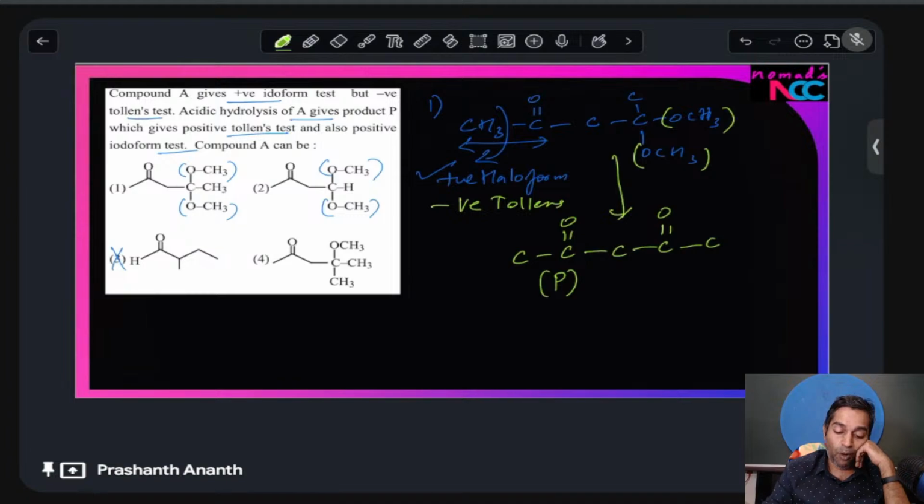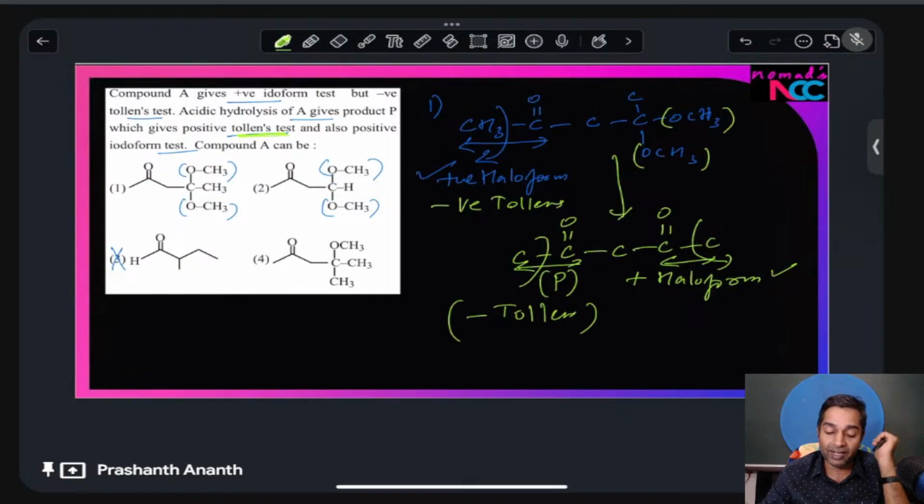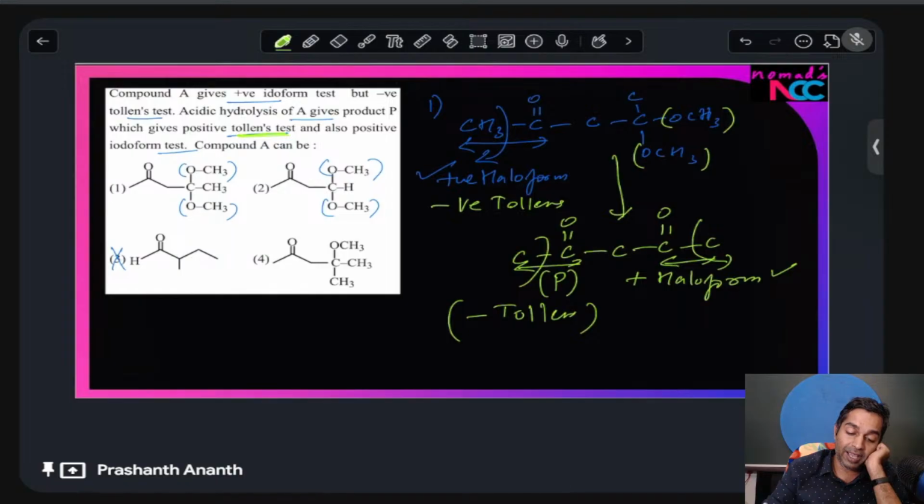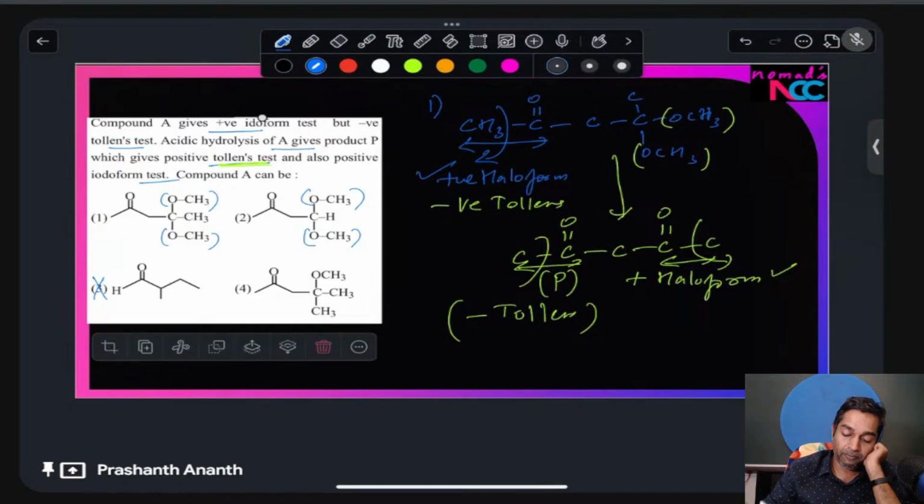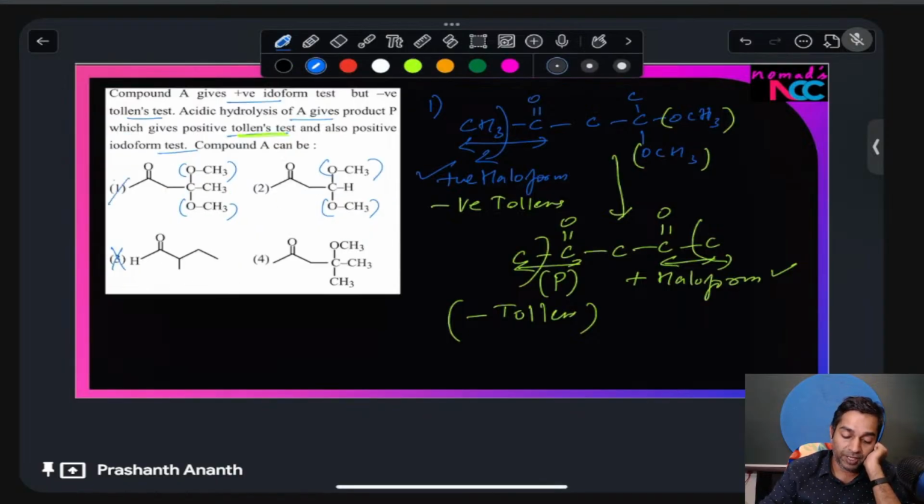This is going to give positive Tollens and positive iodoform. Now in this case, this will give positive iodoform because these two sides are perfectly fine, no problem at all. Haloform will be given. So positive haloform is true. This is correct, but it gives negative Tollens. It doesn't give me positive Tollens here because there are only ketone groups here. There is no aldehyde group over here. So option A is not correct.